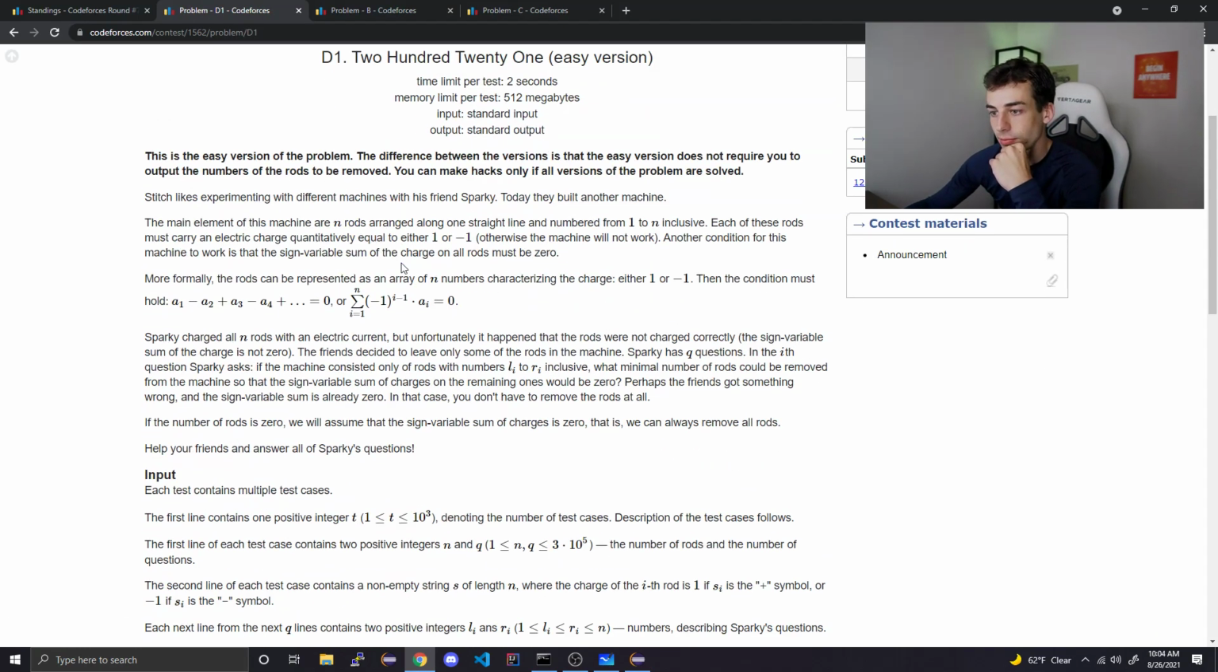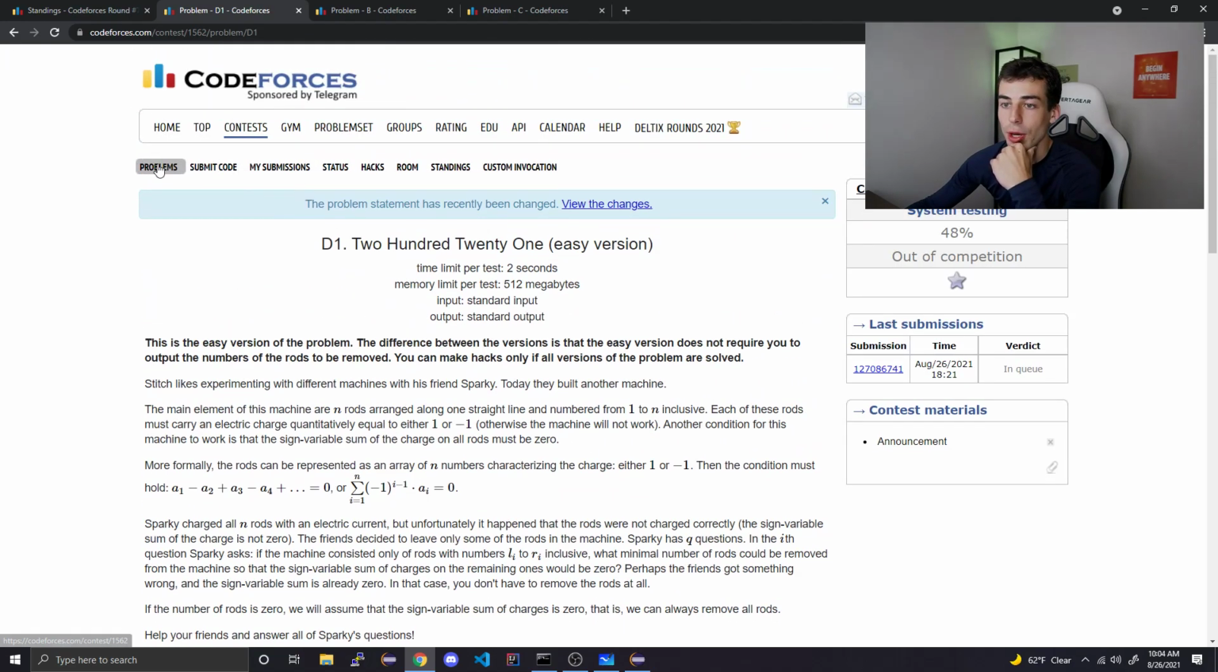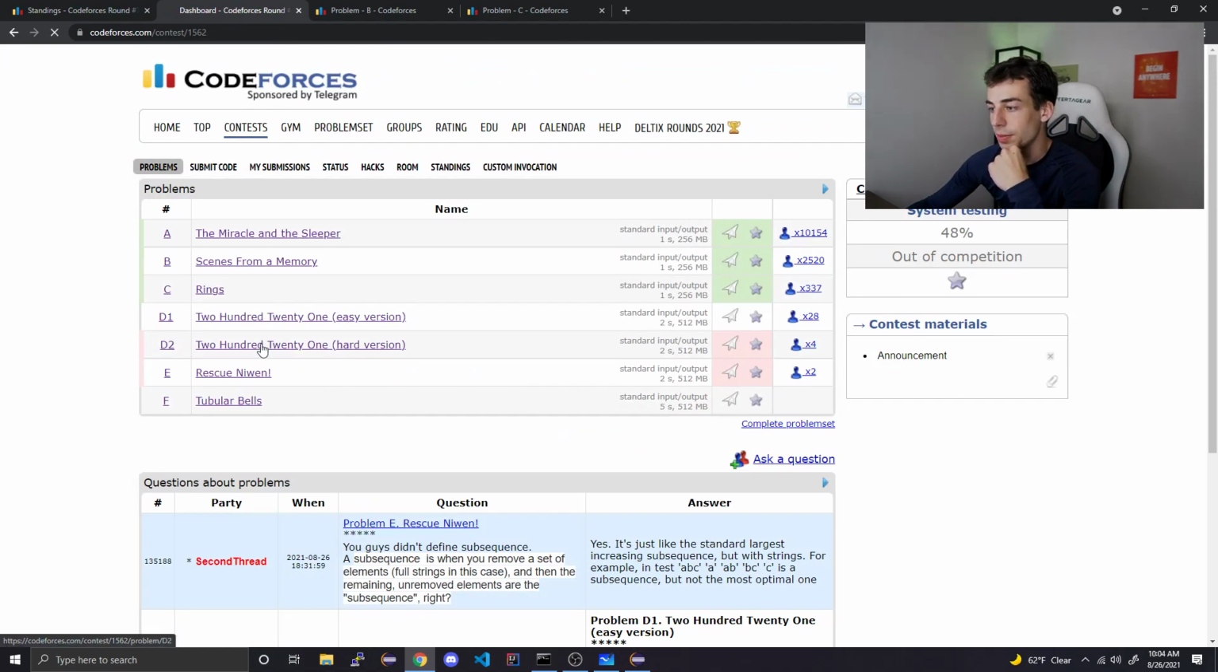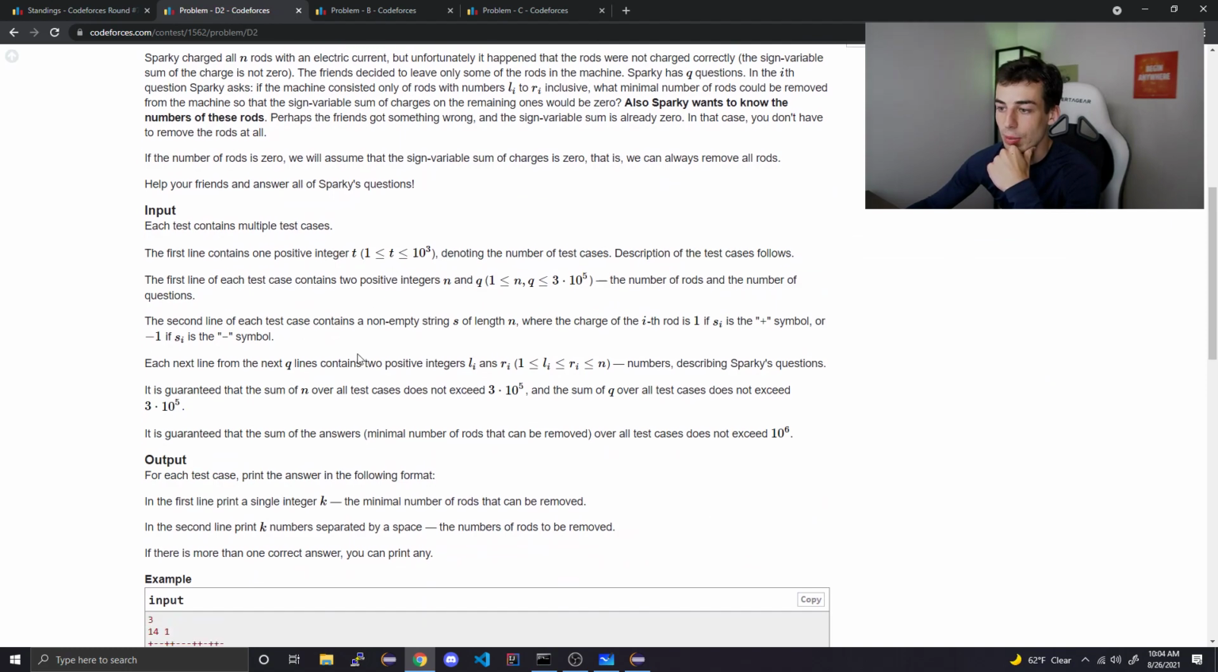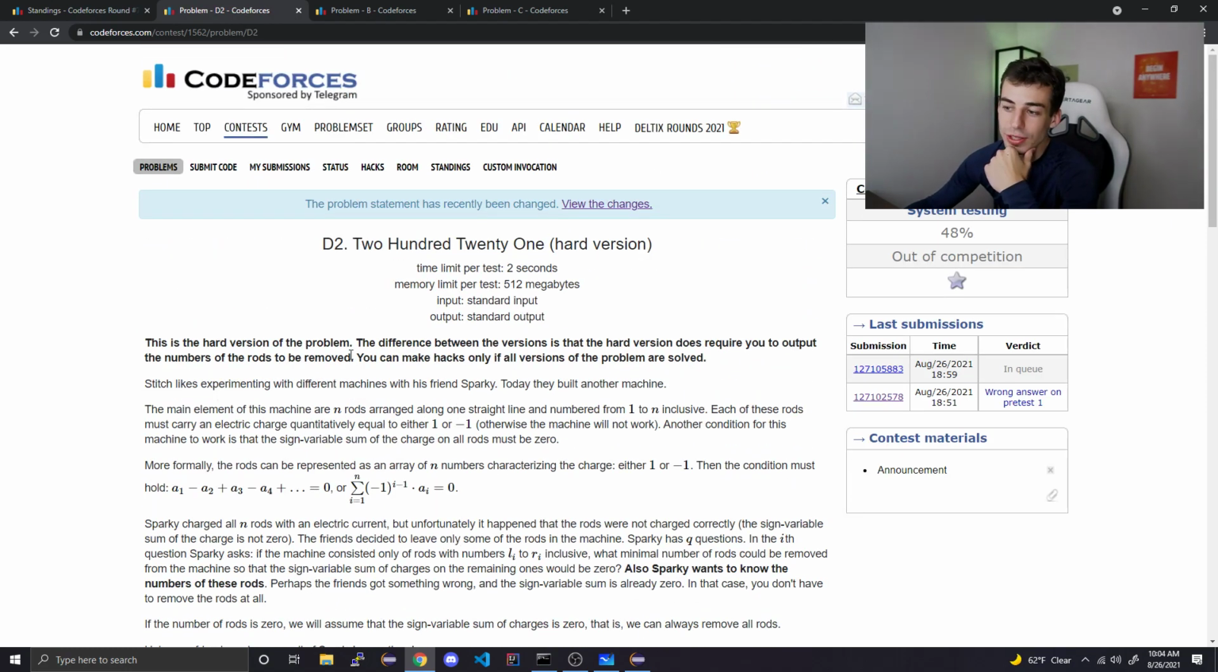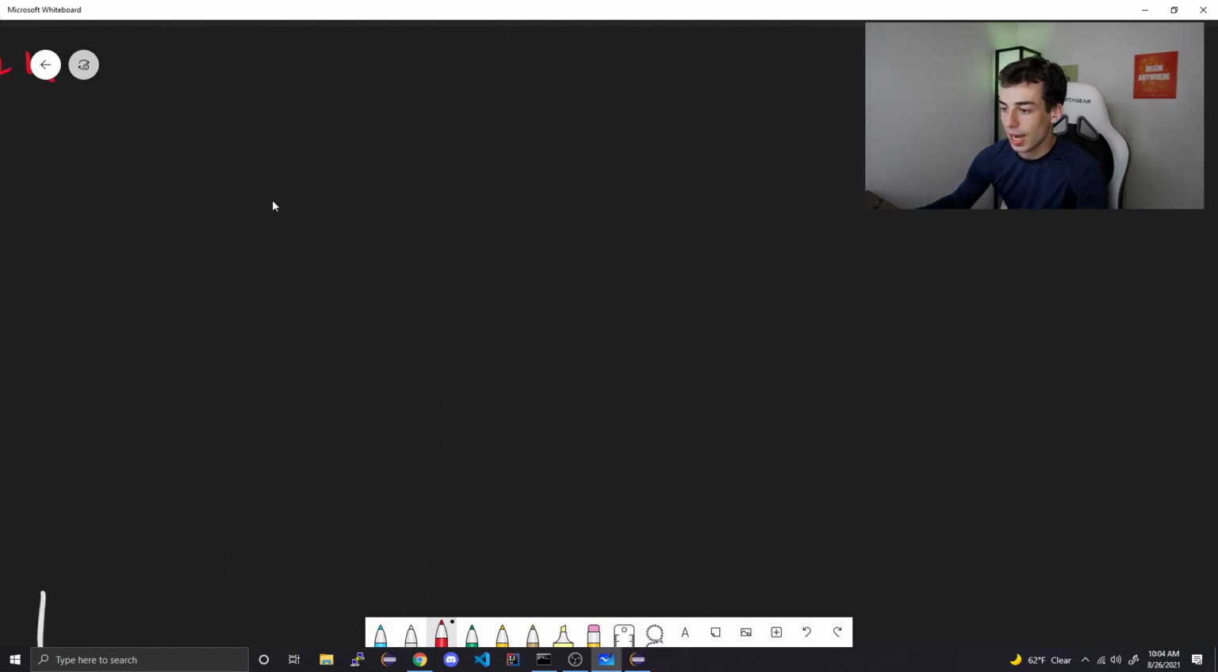So yeah, I'm just gonna talk about the solution to D2 to save some time here because I don't think it was that much more difficult. But let's talk about the problem here. So you've got some pluses and minuses. Basically they're plus 1s and minus 1s, like this.